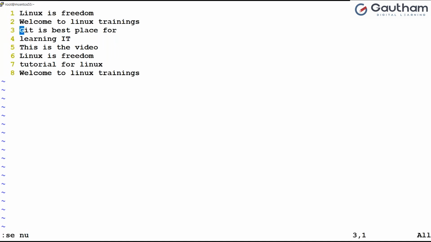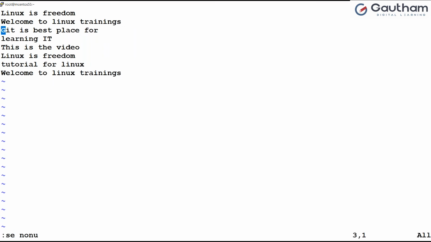Now I want to go to a specific line. To go to a specific line, you can say colon and line number, suppose 7. So it will take you to line number 7. You say take me to line number 3, it will take you to line number 3. Like that, you can go to your desired line number to make sure that you are at a proper line. And to remove the line numbers, set no nu, this will remove it.